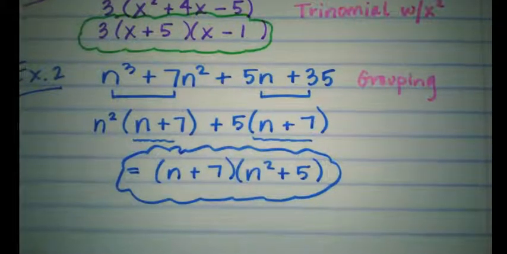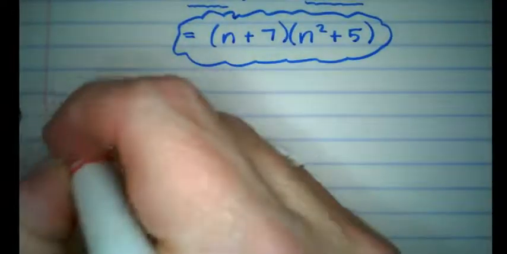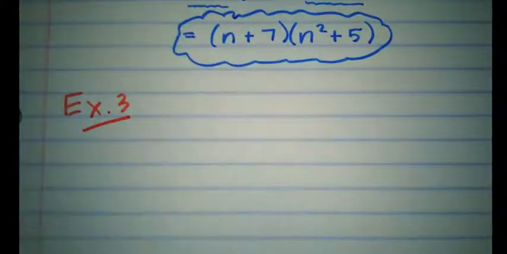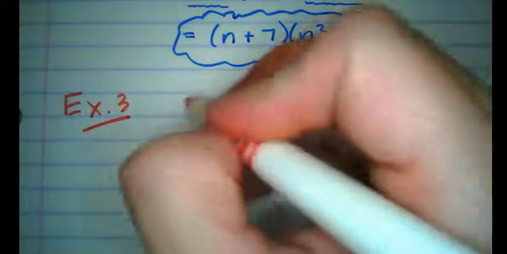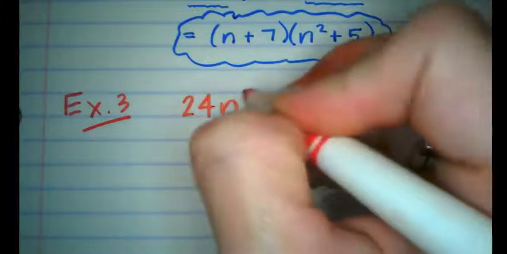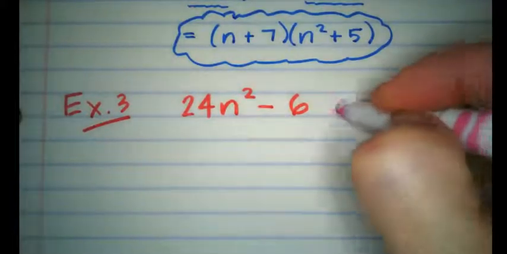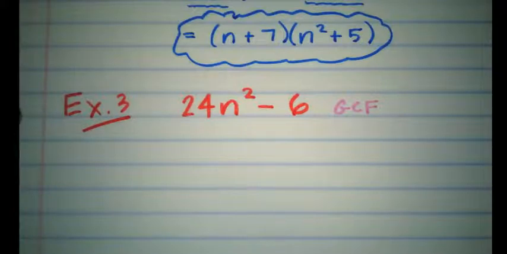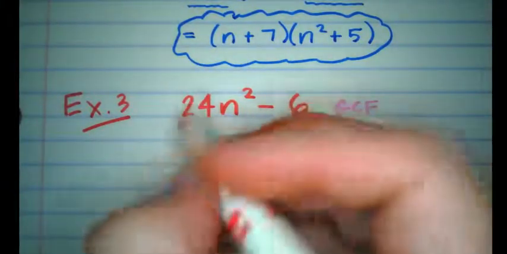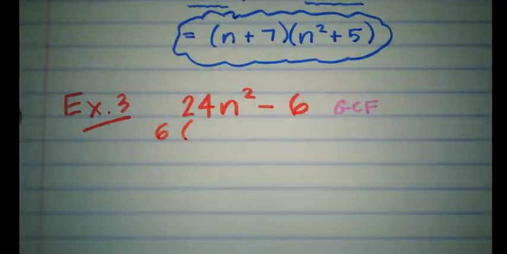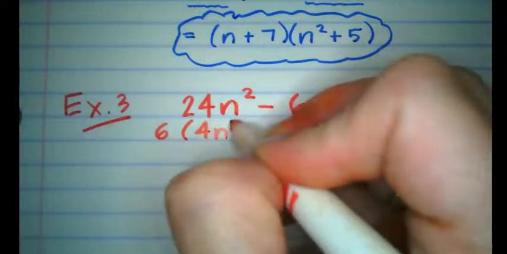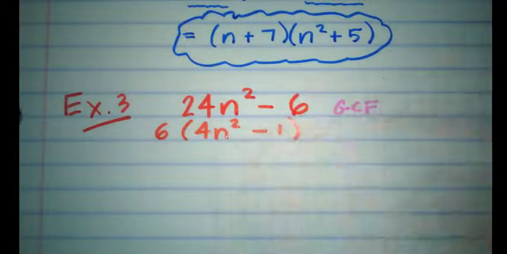All right, next up, let's try example 3. How about 24n squared minus 6? All right, so first thing we always check for is GCF. If you look at these two, I see a GCF of 6. So I'm going to take that out. And once I remove the 6, this is going to be 4n squared minus 1.